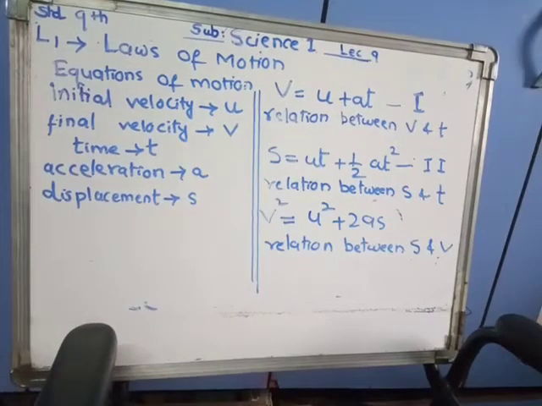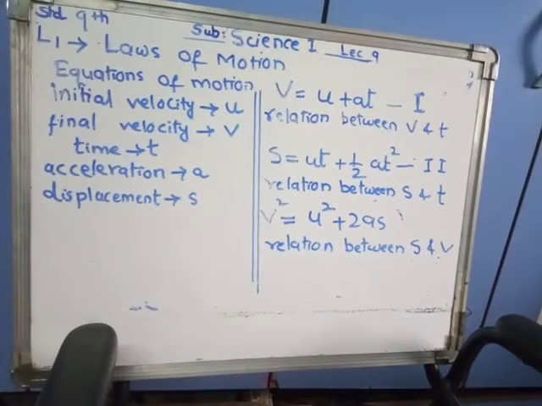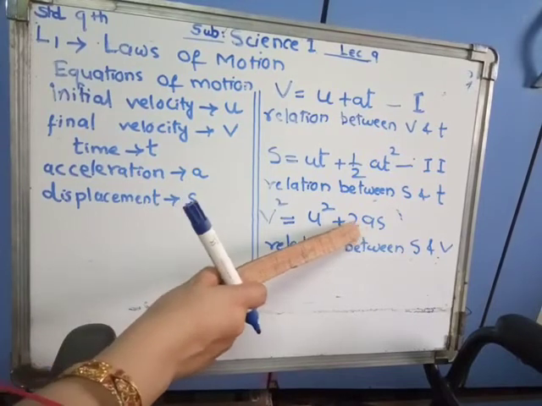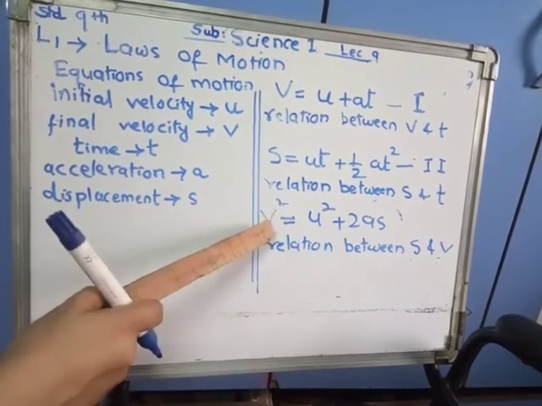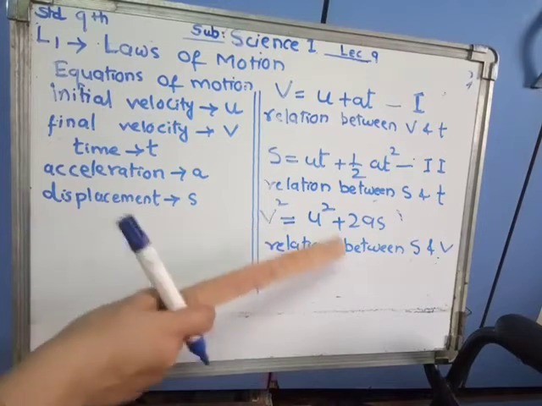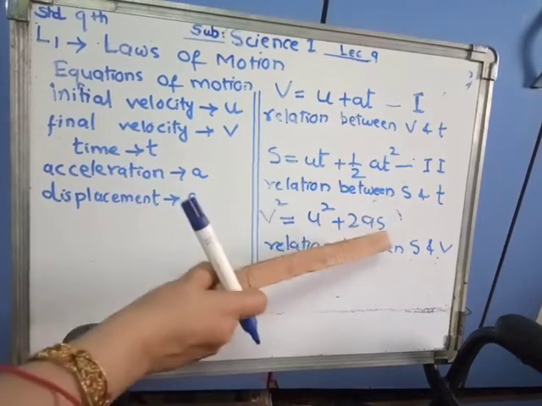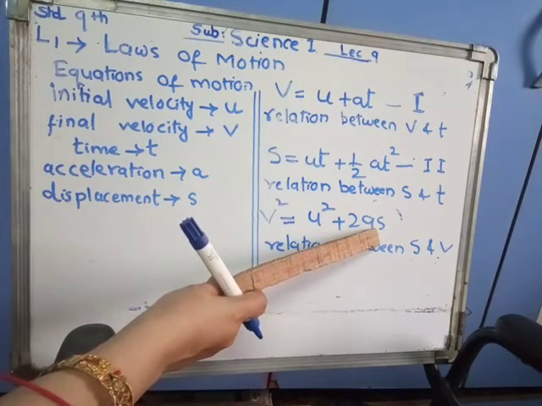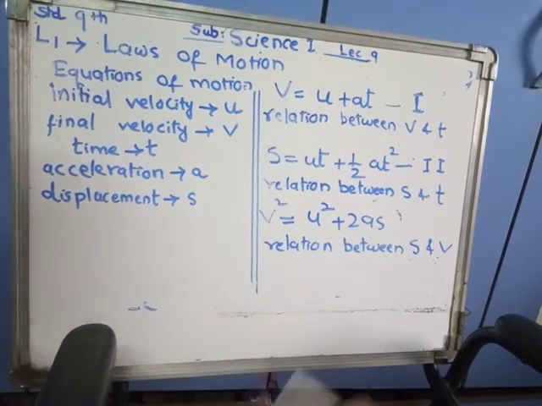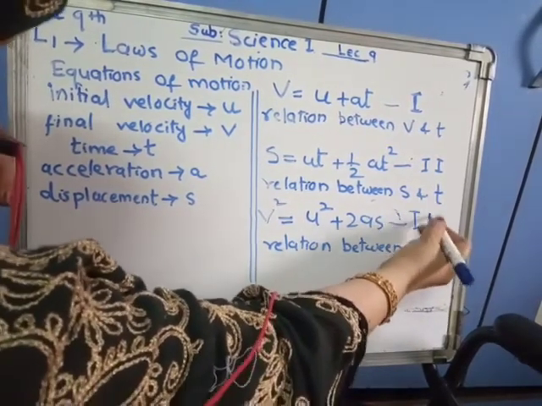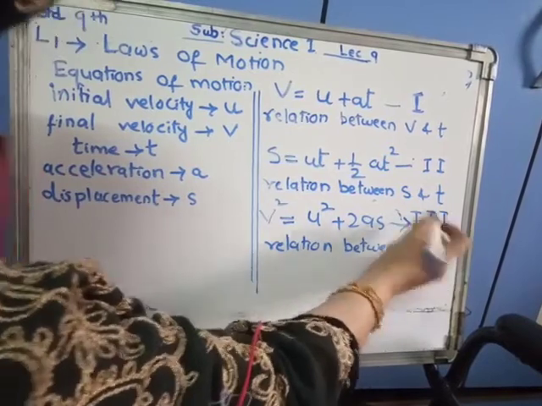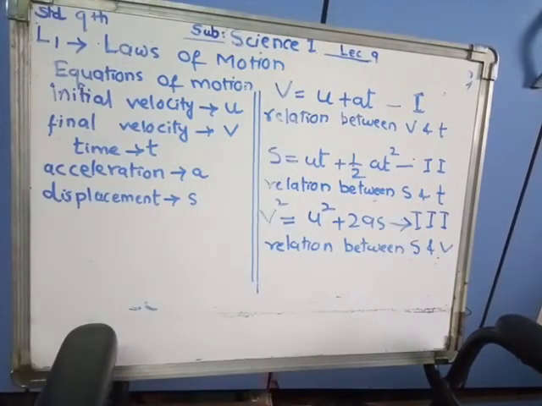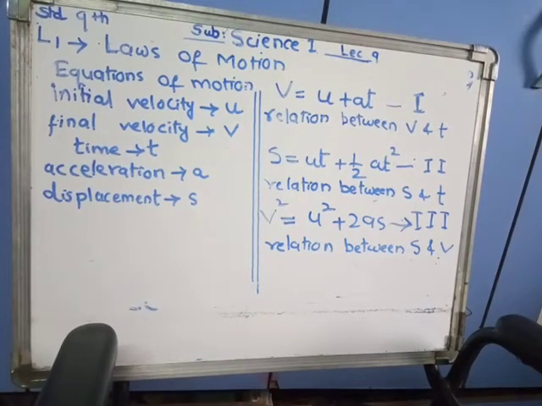And the third equation is v² = u² + 2as. v is the final velocity, u is the initial velocity, a is acceleration and s is displacement. This is Newton's third equation of motion. This third equation denotes the relation between displacement and velocity.